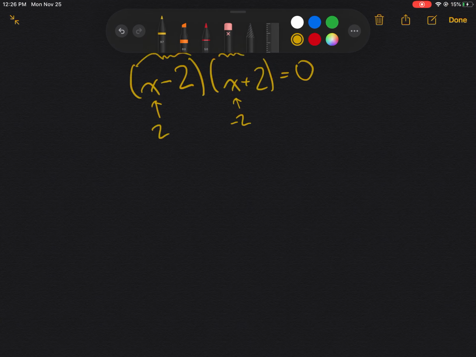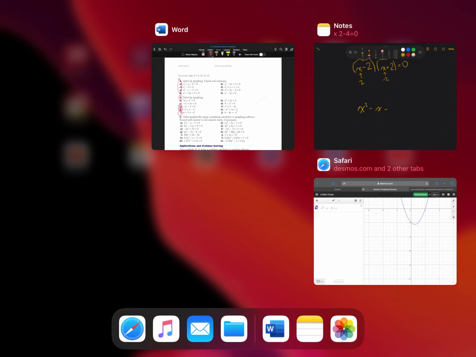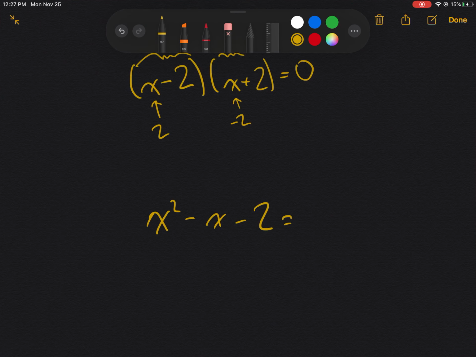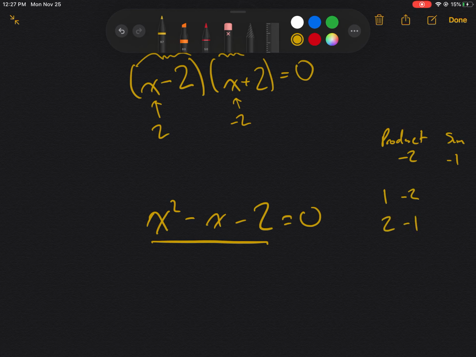Is this factorable? X squared minus x minus 2 equals 0. Can I factor this? What two numbers can I multiply to get a product of minus 2 and sum to minus 1? Well, 1 and minus 2, or 2 and minus 1. Which one sums to minus 1? Well, this one does. Minus 2 plus 1 is minus 1.